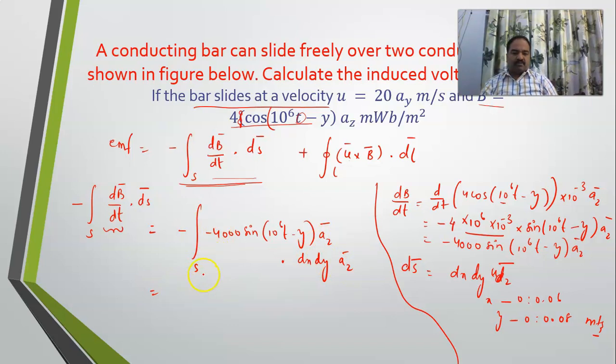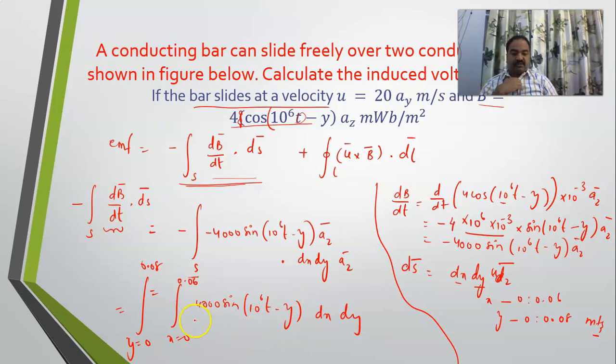So minus into minus is also plus, and this surface integral is extended in two directions, x and y, and these are the limits. So I am writing them separately. Y is varying from 0 to 0.8, whereas x is varying from 0 to 0.6, and this is 4000 sine 10 power 60 minus y dx dy. If you carefully see, there is no x term here, so when I am integrating with respect to x, I'll take the rest as a constant. So it is nothing but the integral of 1, which is x. So what will I get here? I'll get only x, right?